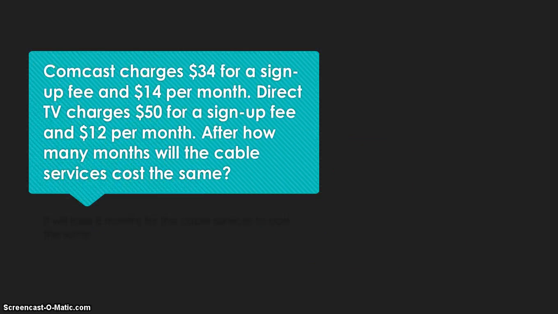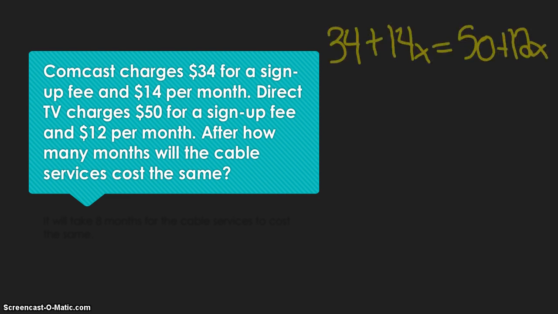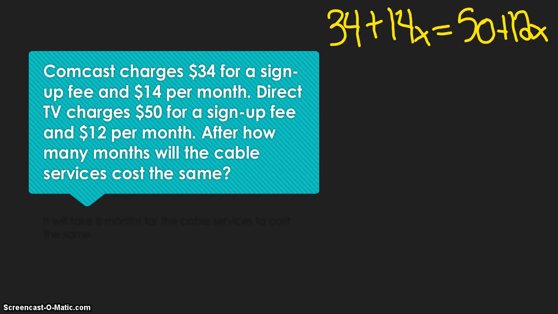Now for the application. Comcast charges $34 for a sign-up fee and $14 per month. DirecTV charges $50 for a sign-up fee and $12 per month. After how many months will the cable services cost the same? Now, our equation would be 34 plus 14x equals 50 plus 12x.